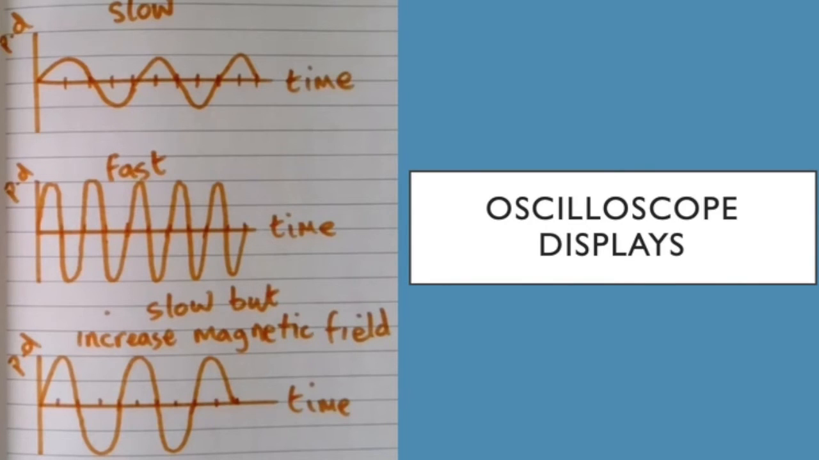You see the top one and the bottom one have got the same time period, but the magnetic field in the bottom one is increased, so the potential difference is increased. And in the first one and the second one, the top one and the middle one, they've got the same magnetic field, but the second one, the middle one, is going faster. So that increase in speed increases the induced potential difference.